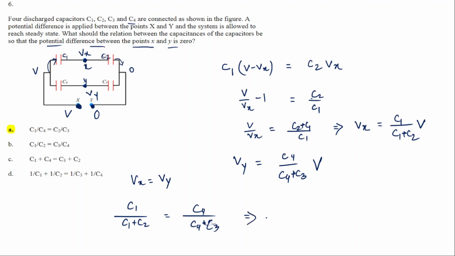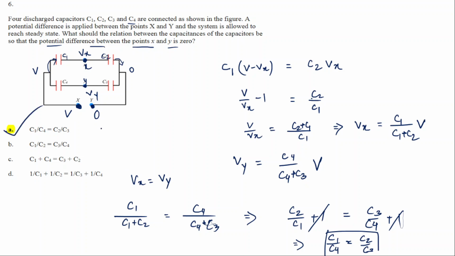From there, if we invert them, it becomes C2 by C1 plus 1 equals C3 by C4 plus 1. The 1 gets cancelled, and it becomes C2 by C1 equals C3 by C4. From there we can easily get C1 by C4 equals C2 by C3. So our option A is correct.